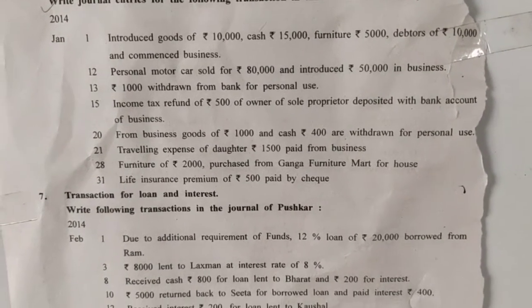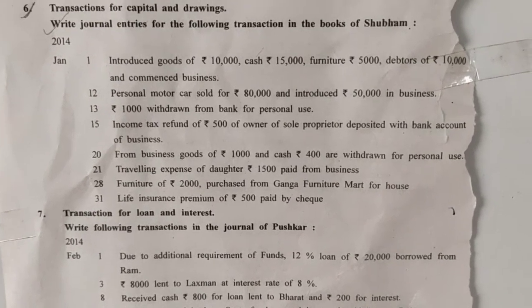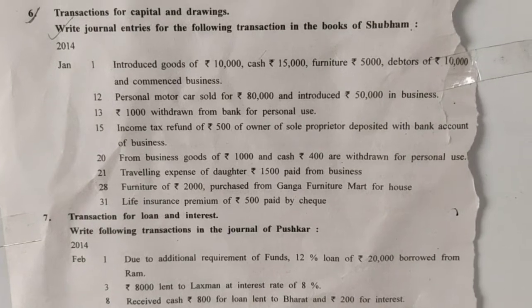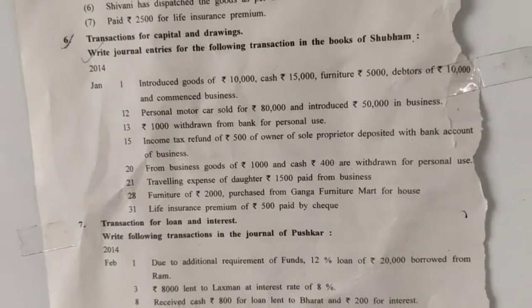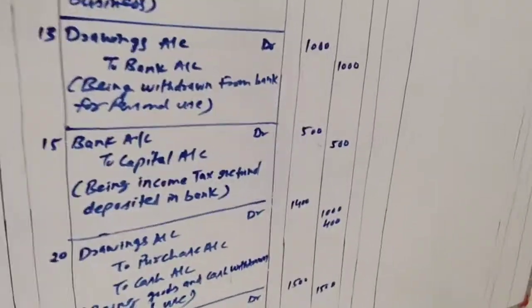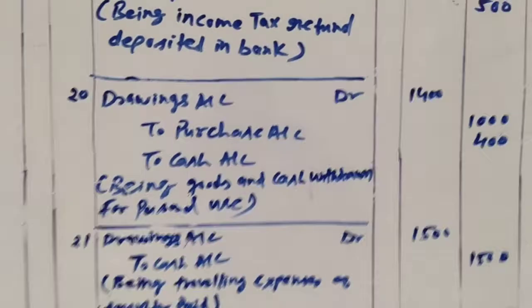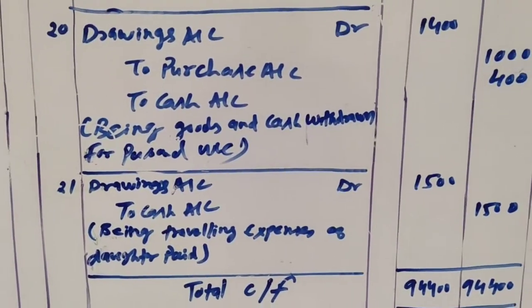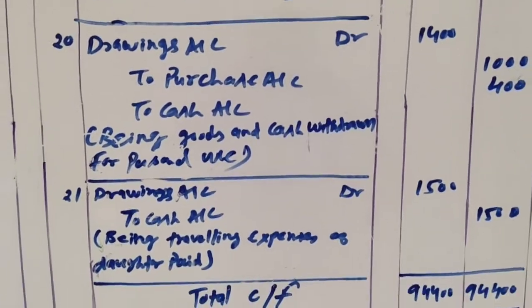Any personal expense will be debited to the drawings account. So here the drawings account will be affected and cash expense is paid, no? So cash will go out. How much cash is going out? 1,500. So drawings account debit, cash account credit. So here the entry is drawings account debit to cash account 1,500. Being traveling expense of daughter is paid.